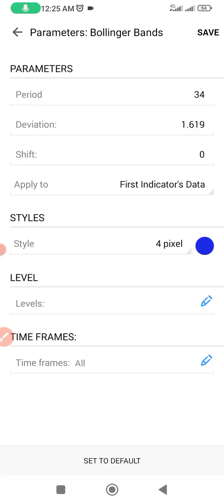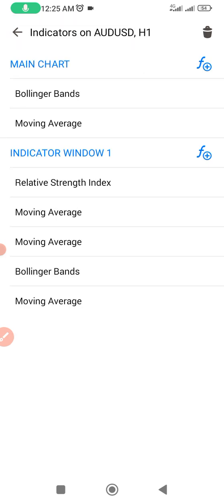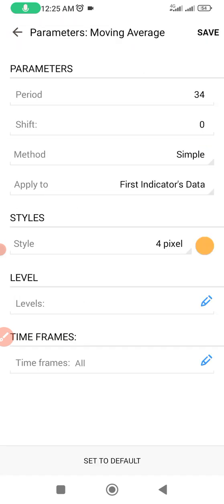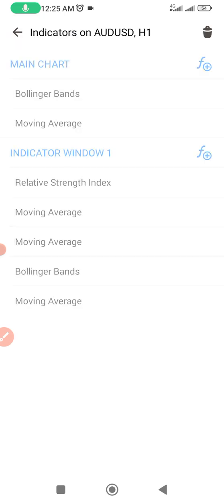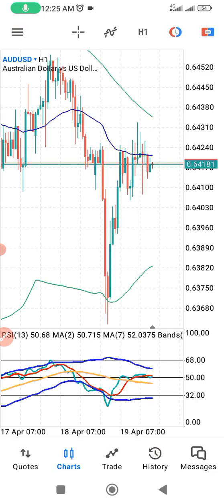We have our Bollinger Band, period is 34, deviation is 1.619, shift is 0, apply to first indicator data, and the style is 4 pixel and the color is blue. Last but not least, our moving average, the period is 34, shift is 0, method is simple, apply to first indicator data, and the style is 4 pixel. Alright, so let's go back to our chart.